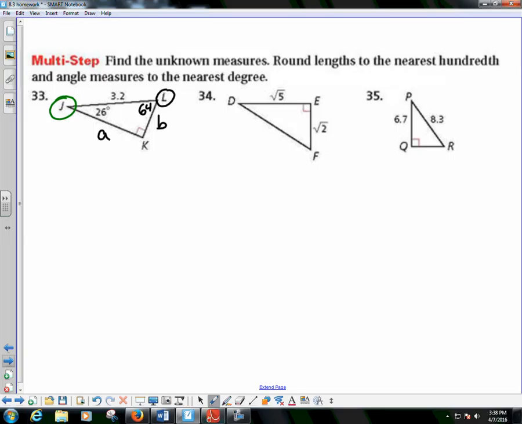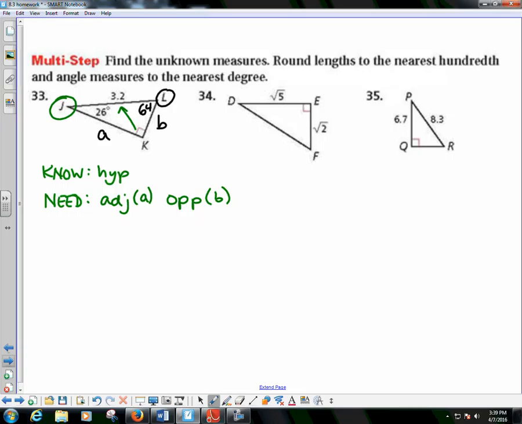Because I know for certain angle J, and I need to find out A and B. So I'm going to work with respect to angle J. So what do I know with respect to angle J? Well, I know the hypotenuse. And what do I need? Well, I need both the adjacent, that's the side labeled A, and the opposite, which is the side labeled B.